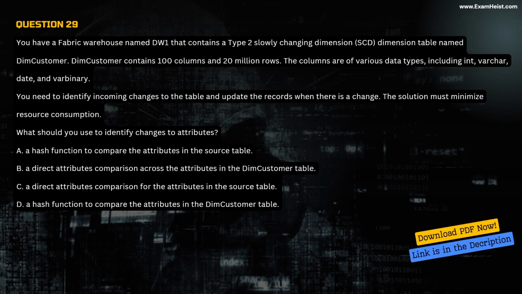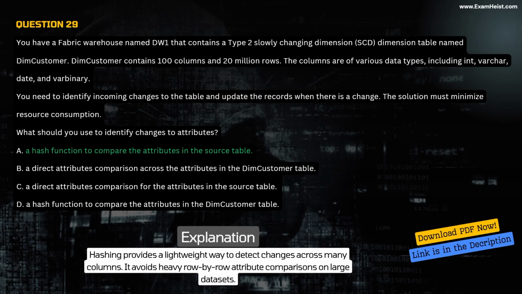A. A hash function to compare the attributes in the source table. B. A direct attributes comparison across the attributes in the DIM-Customer table. C. A direct attributes comparison for the attributes in the source table. D. A hash function to compare the attributes in the DIM-Customer table. Correct answer A. A hash function to compare the attributes in the source table. Explanation. Hashing provides a lightweight way to detect changes across many columns. It avoids heavy row-by-row attribute comparisons on large datasets.